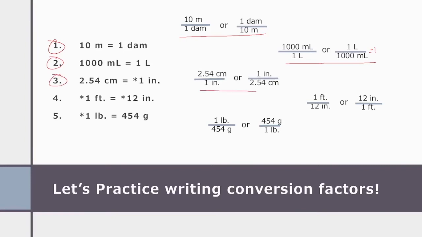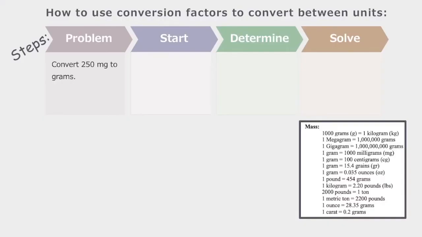Number 3 is right here. Number 4 is right here. And there's number 5. Okay, so now let's go ahead and talk about how to use conversion factors to convert between units. All right, so our problem says it wants us to convert 250 milligrams to grams.